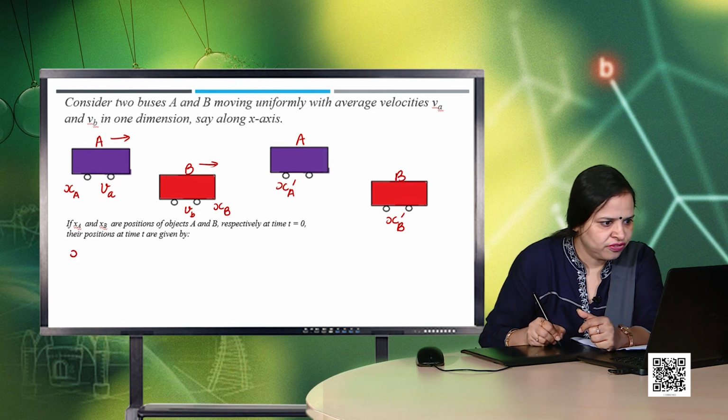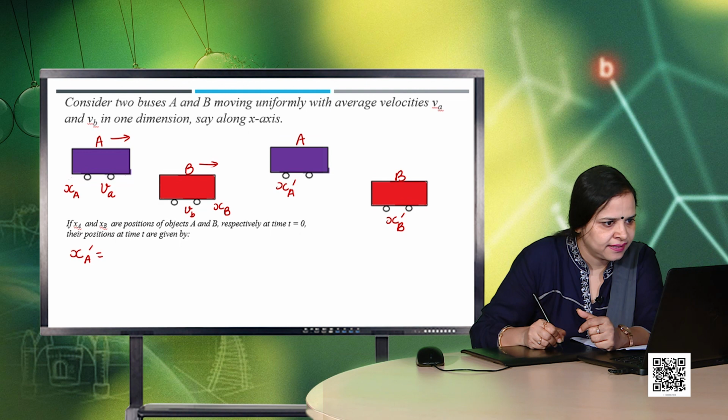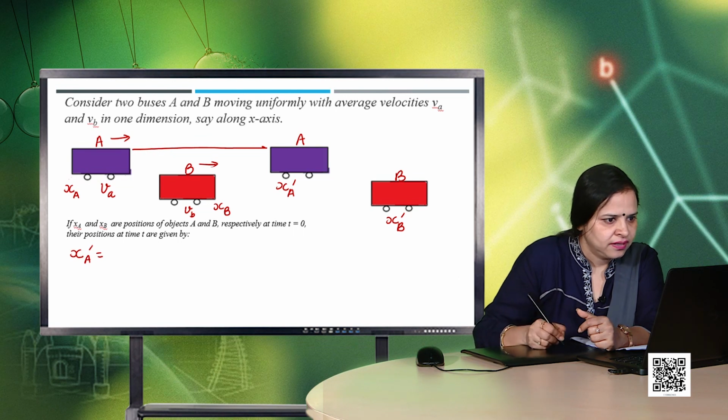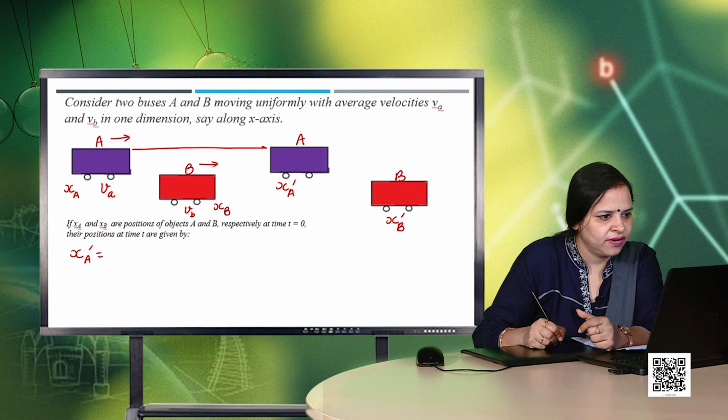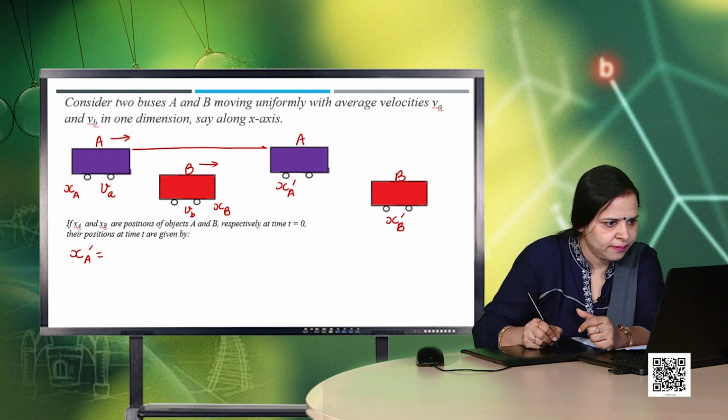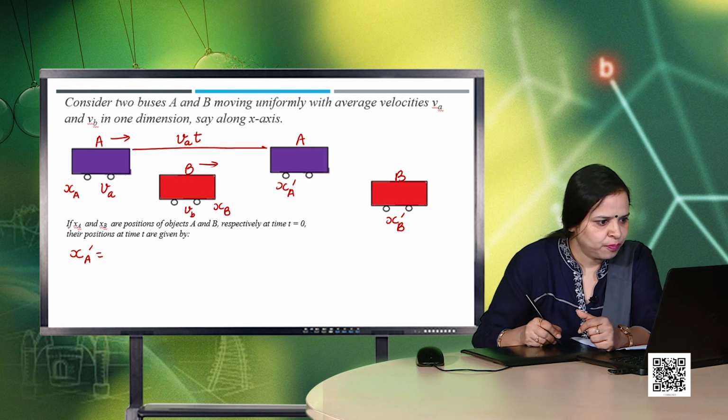Accordingly, the position of bus A is XA dash, which is equal to the position XA at time 0, plus the displacement or the distance travelled in time t. Now, how to calculate this distance? As we know, the velocity of bus A is VA, so in time t, it travels a distance of VA times t. So the position of bus A after time t can be represented as XA dash equals XA, that is the original position, plus the distance travelled in time t, that is VA t. Let it be equation 1.